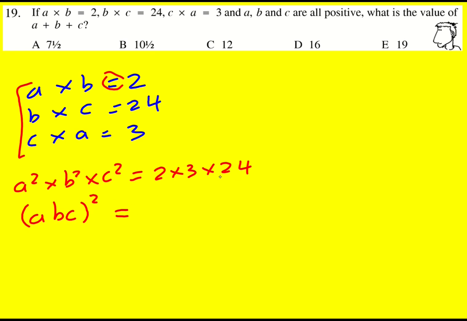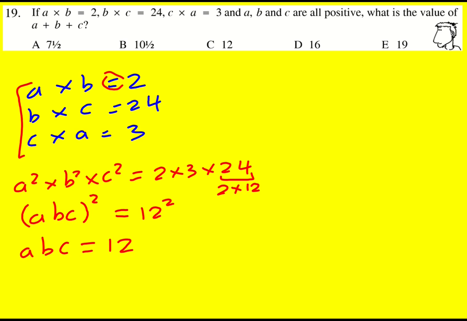And I can even change this around because I can write down that 24 is 2 times 12. So I can see that it's 6 times 2 times 12, or 12 squared. You could, of course, work out what 6 times 24 is, which would give 144, and then realize it's going to be 12 squared. But this is an alternative way to do it. Therefore, ABC itself must equal 12.